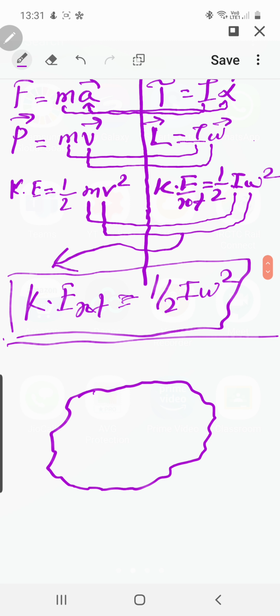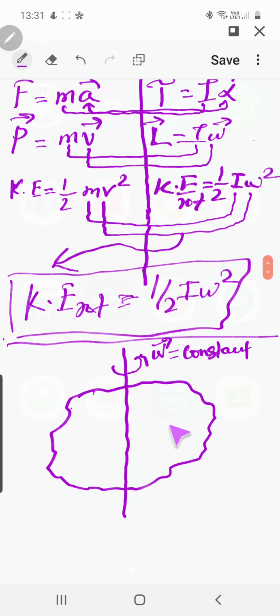This rigid object is of uneven shape, any shape, not a regular shape like a circle, a disc, or a rectangular block. It is of uneven shape. Now this object is rotating with some angular velocity omega, and here I am taking omega as constant.